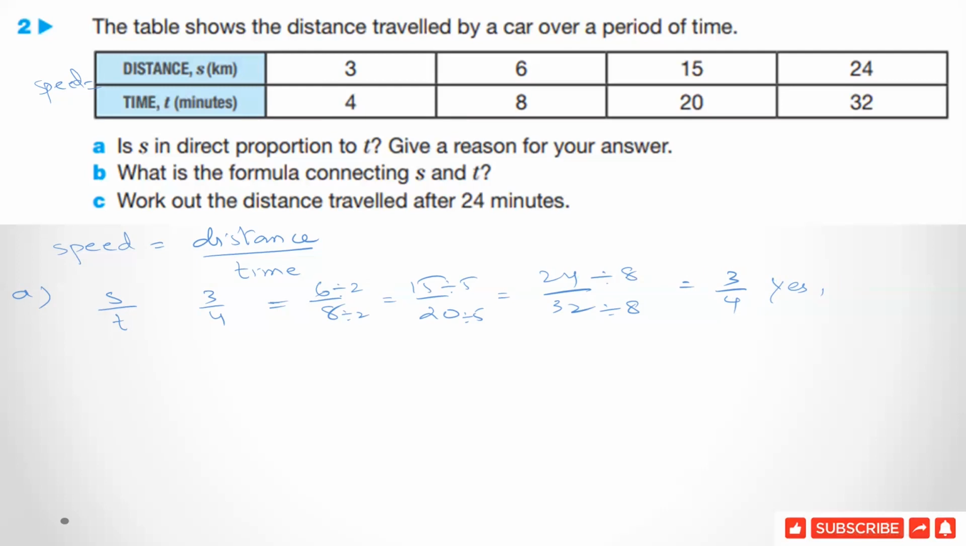And our reason is the same: these are equivalent fractions, and we are dividing both quantities by the same number and getting the constant ratio. That's it. Now B part.